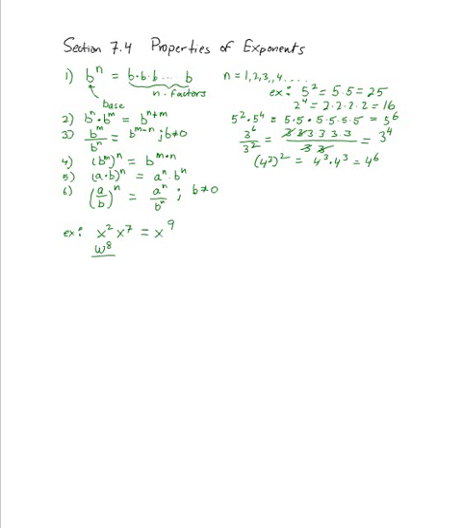W to the 8th over w to the 6th. Kind of a similar thing, except this time I'm dividing. So this is rule number 3. When I divide, I subtract my power. So that one is w squared.